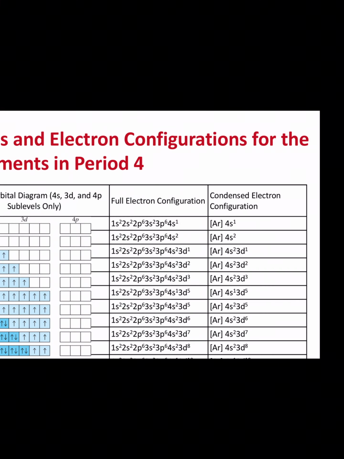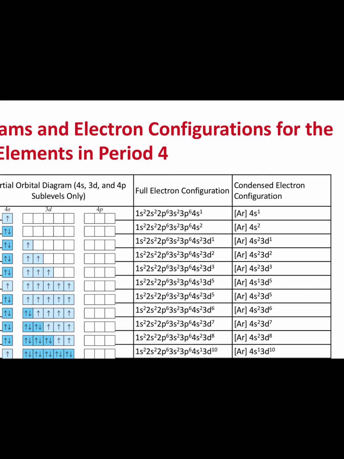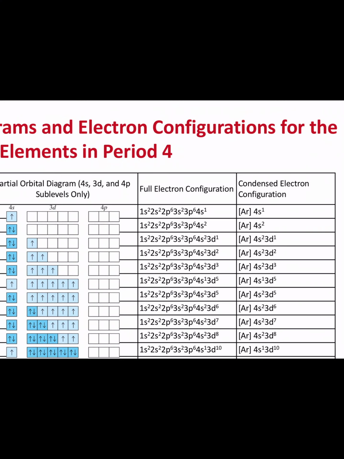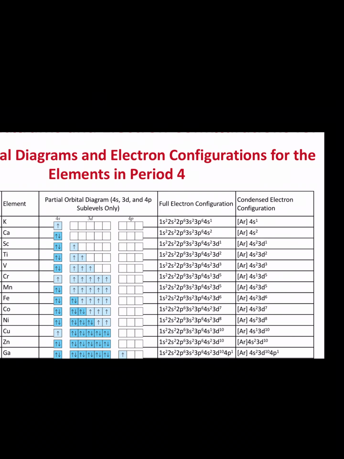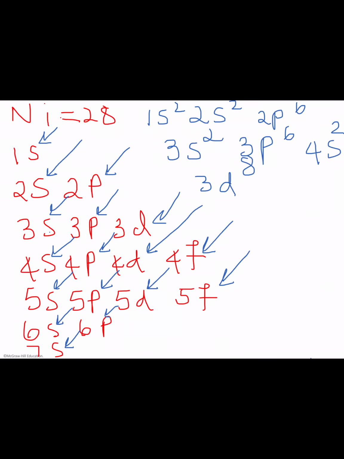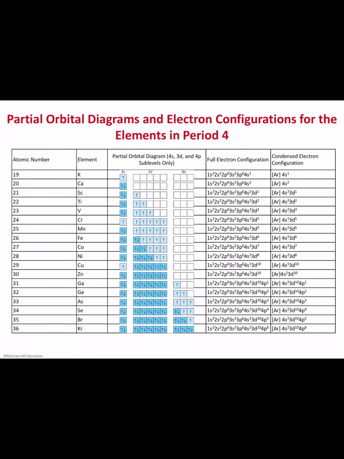1s2, 2s2, 2p6. Nickel, 28: 1s2, 2s2, 2p6, 3s2, 3p6, 4s2, 3d8. Okay, and this is the partial orbital configuration, which means showing the highest energy level, which is 4s2, 3d8. Nickel: 4s2, 3d8.